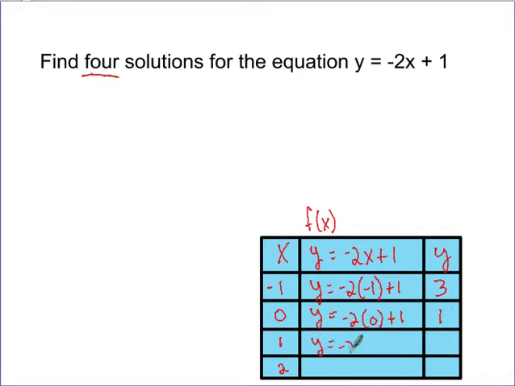y equals negative 2 times 1 plus 1. And so negative 2 times 1 is negative 2, and negative 2 plus 1 is negative 1. And then finally, y equals negative 2 times 2 plus 1. Negative 2 times 2 is negative 4, and negative 4 plus 1 is negative 3. And this one is done. We don't need to do any other work. We found the four solutions, and we have all of the x and y values that we need for this one. Let's look at a couple more examples before we move on.